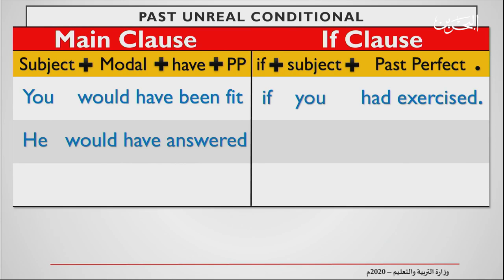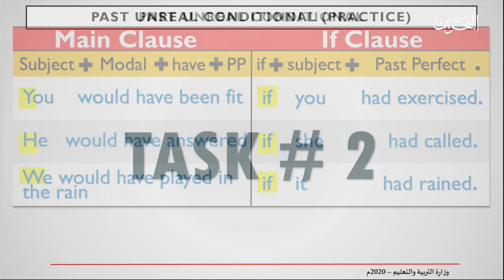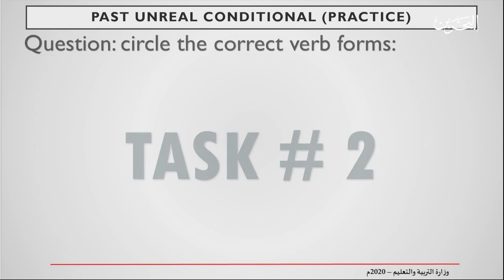You cannot say has because the modal requires an infinitive, meaning without to. He would have answered if she had called, full stop. We would have played in the rain, no comma, if it had rained, full stop. So what has changed? As I said, the Y, the H, the W became uppercase, and i became lowercase, without the commas. So let's jump to task number 2.